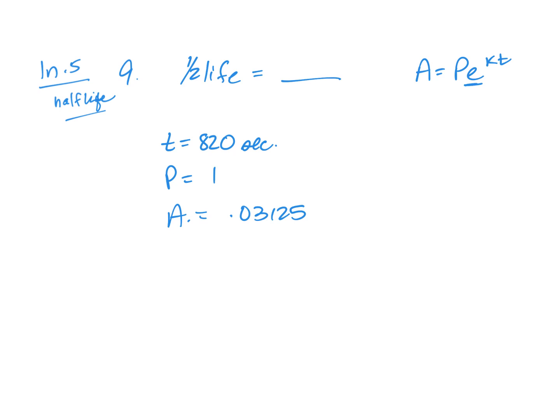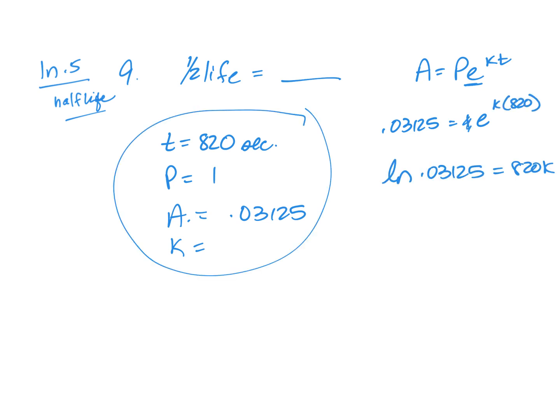I have A, I have P, E is a number, I have T. Can I find K? Yeah, so go ahead and find K. You're going to put everything where it goes in the formula, and you're going to say that 0.03125 equals 1 times E to the K times 820 seconds.